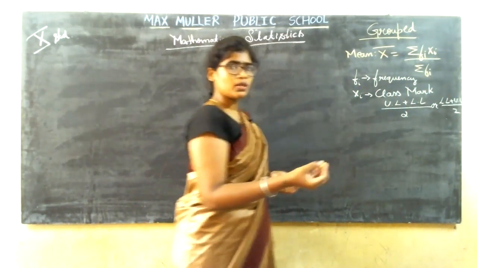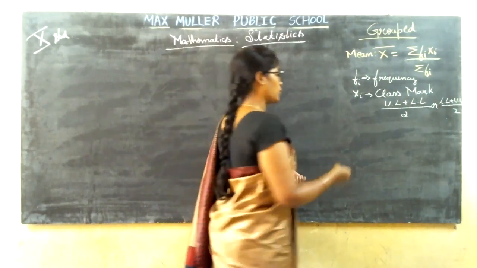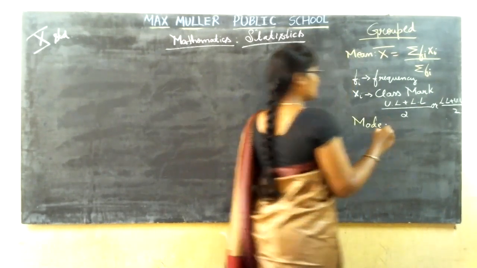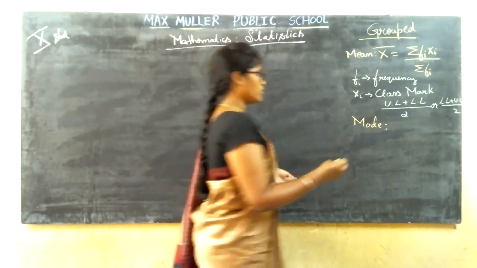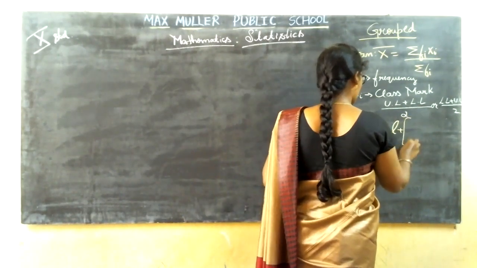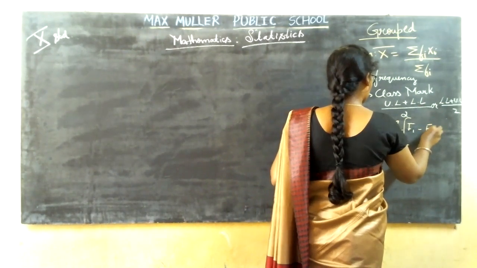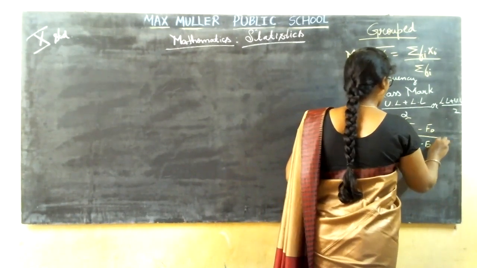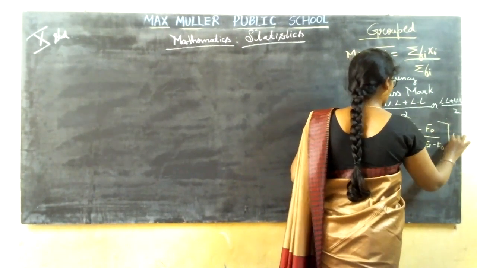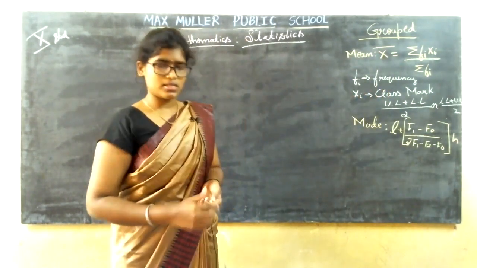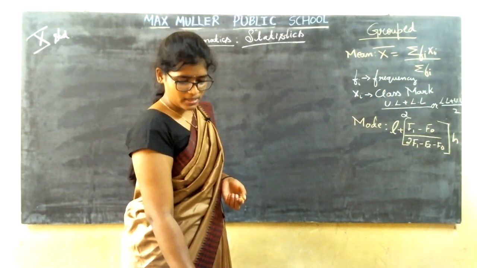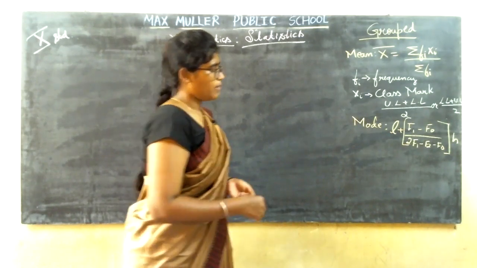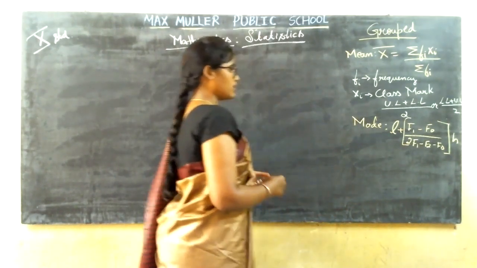Next, what did we learn? Did you learn about median? No, you learned about mode. Is there any symbolic representation for mode? No. Then what is the formula? L plus F1 minus F0 divided by 2F1 minus F2 minus F0, into H. This is the formula for the mode, correct? Check whether it is correct or not.